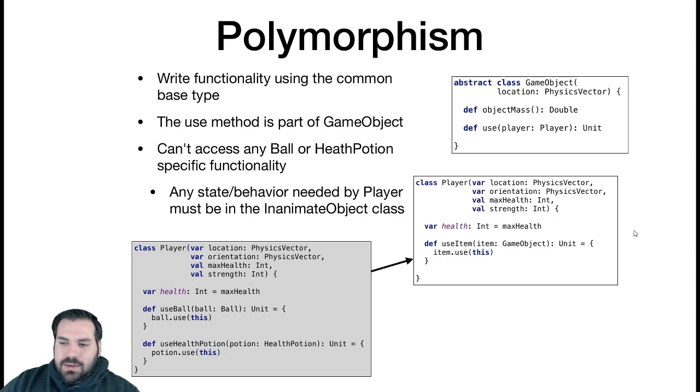You can access the health potion's functionality through a game object variable, but only through the interface of a game object. So you can only access location, you can call object mass, and you can call use. That's it. So if there's some health potion functionality you want to take advantage of in the health potion class, you have to have a way to access it through these two methods.